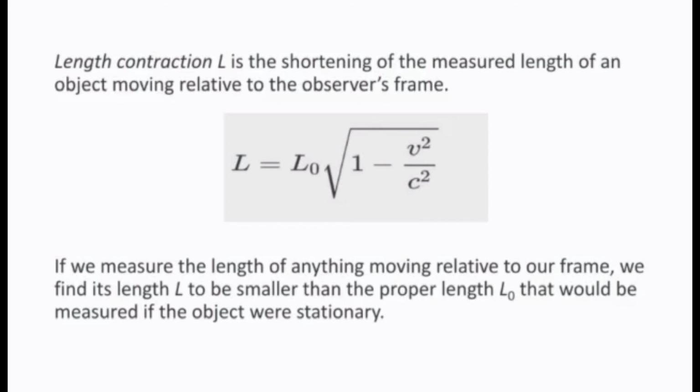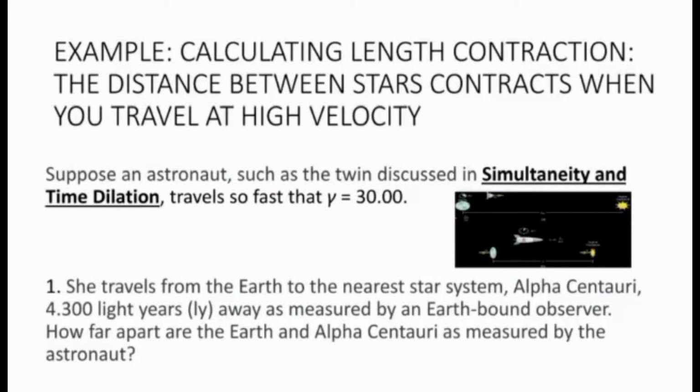Here is the formula of length contraction. If we measure the length of anything moving relative to our frame, we find its length L to be smaller than the proper length that would be measured if the object were stationary. So here's an example of calculating length contraction.